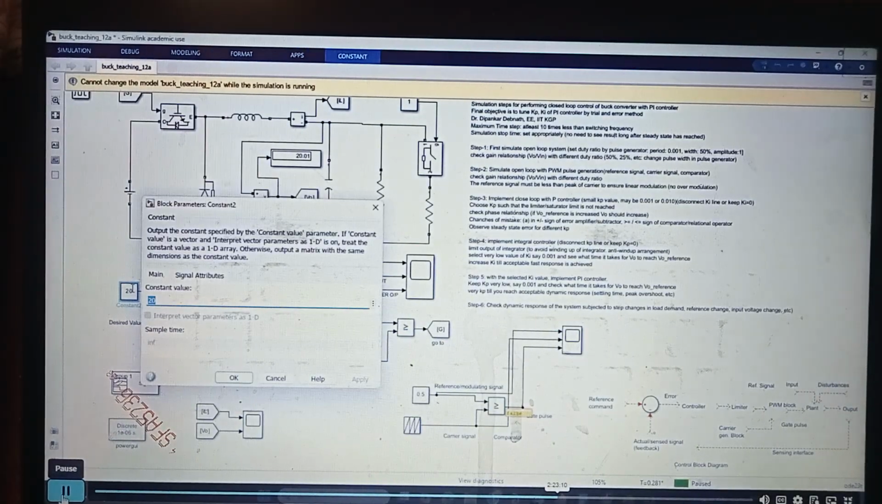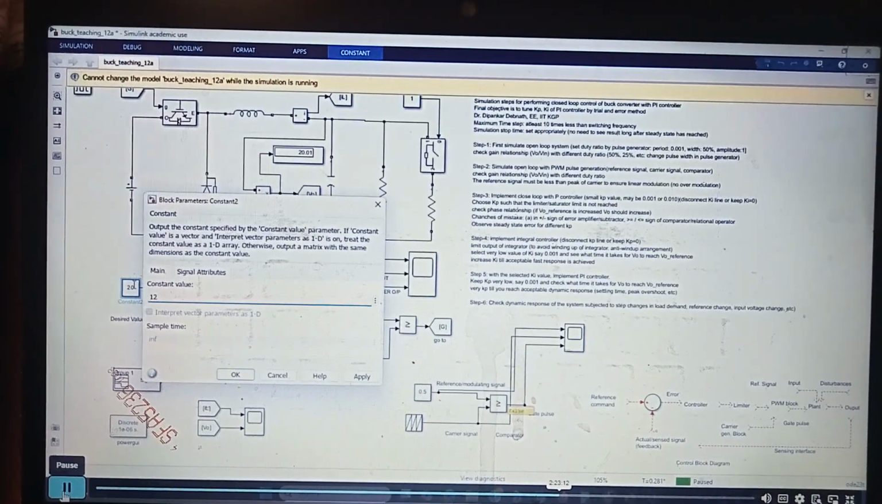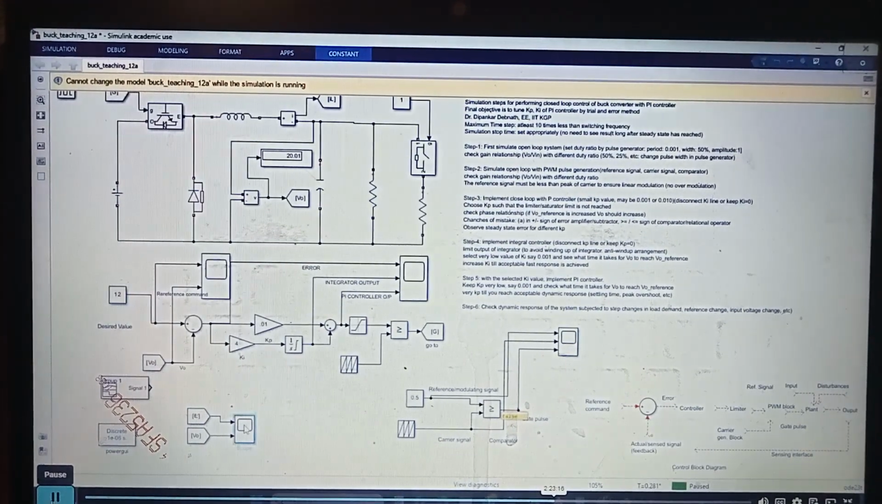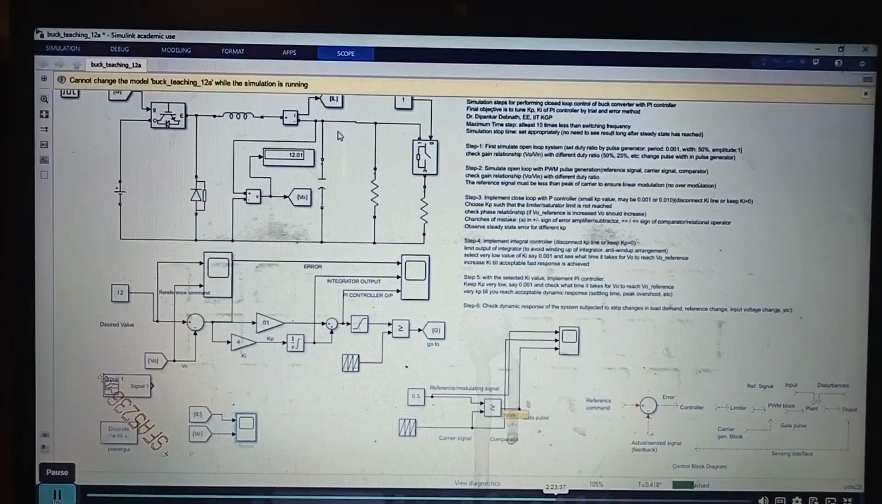So, if you ask a question, can I bring it back to 12? Just by changing the reference value, the desired value, right? See whether it comes back. Let me run it again. See, it came back. No problem. So what it means is, this interesting controller can automatically adjust the duty ratio or the reference signal so that you can make this output voltage follow its desired value.